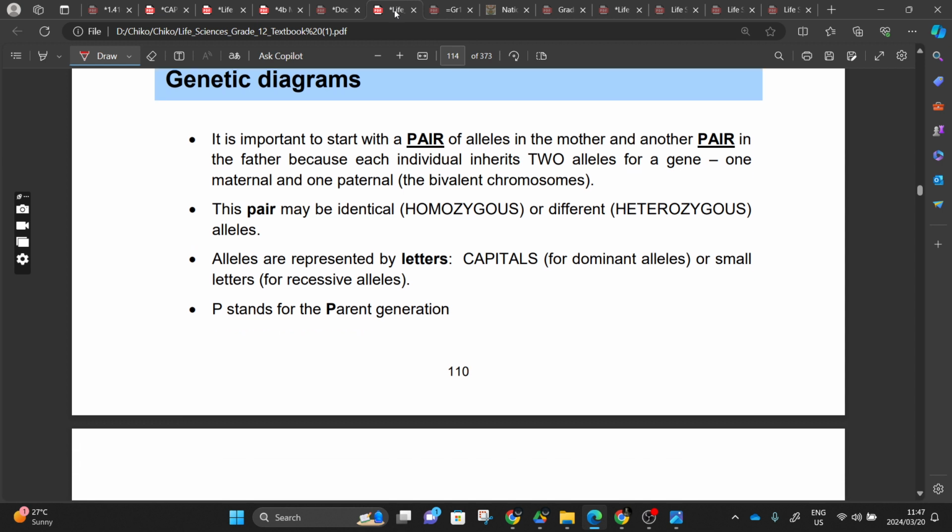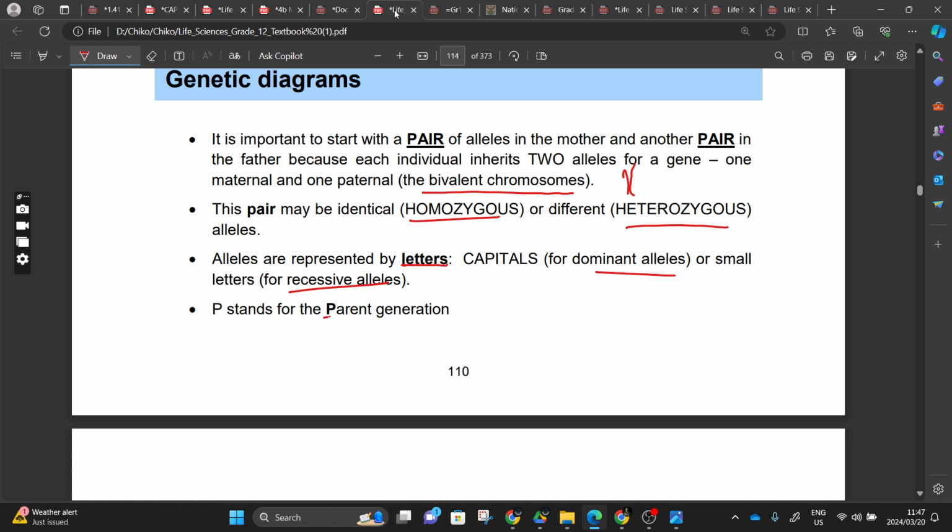Genetic diagrams: it is important to start with a pair of alleles in the mother and another pair in the father, because each individual inherits two alleles for a gene, one maternal and one paternal, on the bivalent chromosome. What is a bivalent chromosome? These are the chromosomes that are kissing and touching. And then this pair may be identical, homozygous, or different, heterozygous, we know. Alleles are represented by letters: capitals for dominant, small letters for recessive.